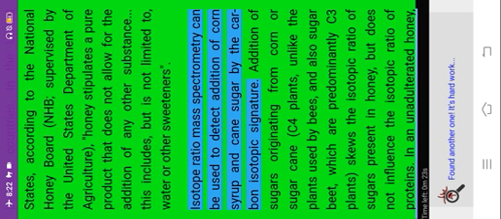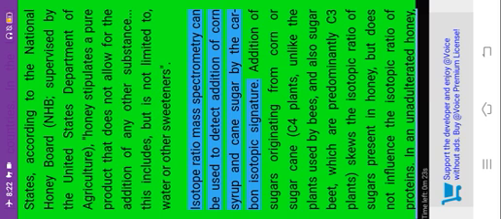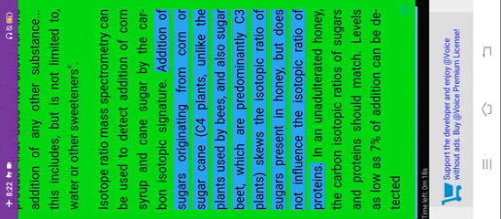Isotope ratio mass spectrometry can be used to detect addition of corn syrup and cane sugar by the carbon isotopic signature. Addition of sugars originating from corn or sugar cane, C4 plants, unlike the plants used by bees, and also sugar beet, which are predominantly C3 plants, skews the isotopic ratio of sugars present in honey, but does not influence the isotopic ratio of proteins. In an unadulterated honey, the carbon isotopic ratios of sugars and proteins should match. Levels as low as 7% of addition can be detected.